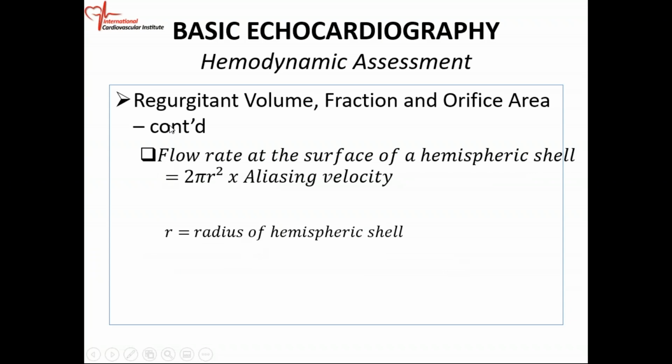Okay? So if we're going to look at the flow rate at the surface of the hemispheric shell, it is equal to the area times the velocity, and the velocity is what we call the Aliasing velocity. In the echo lab, we adjust that velocity to get the nice hemisphere. You want to get that nice hemisphere, so you have to adjust it.